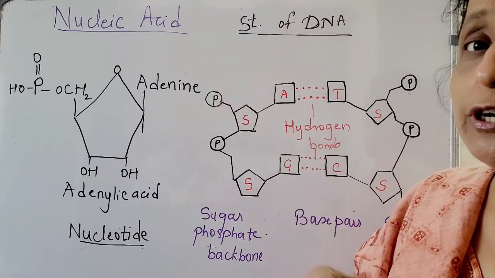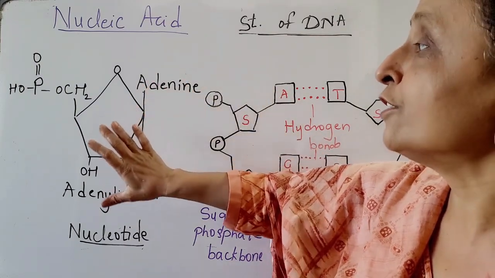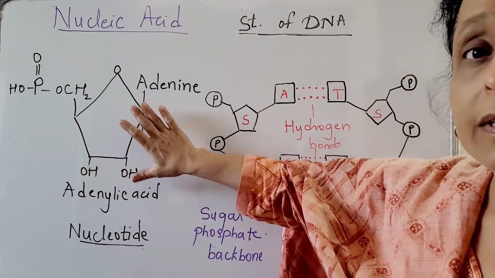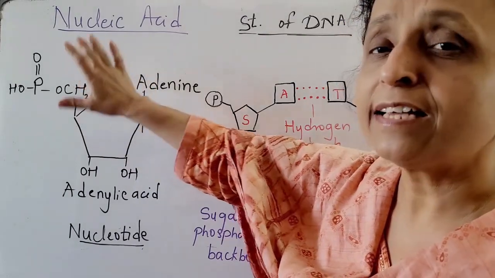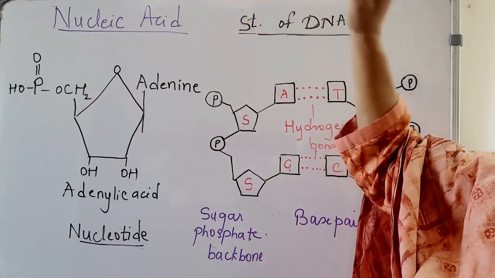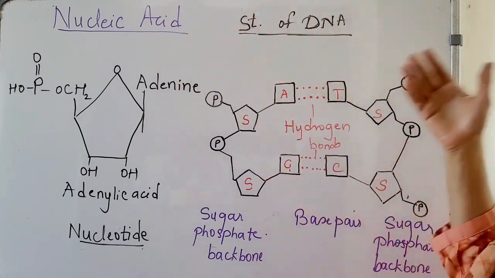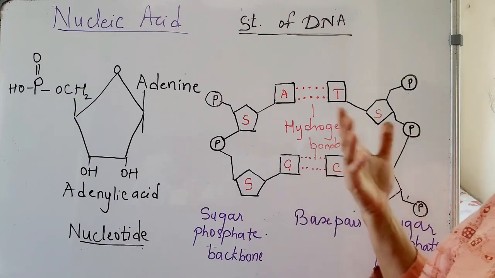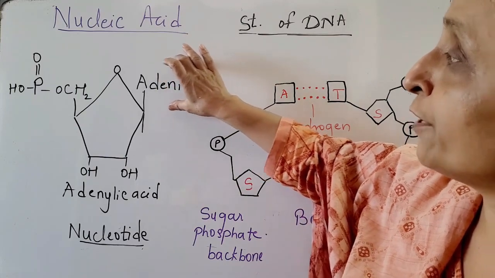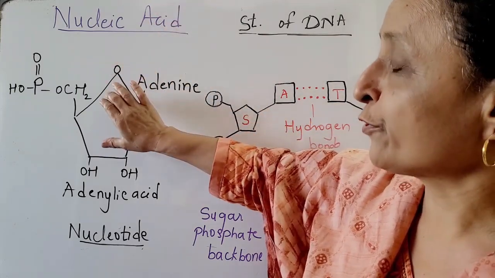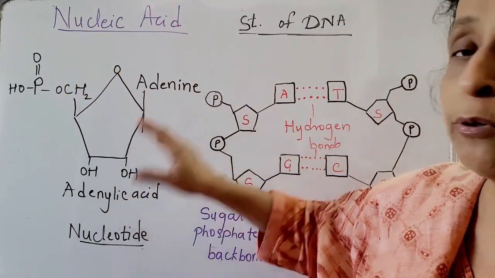Now what does this nucleotide consist of? You have already studied, it consists of a sugar. It consists of a ribose sugar, it consists of phosphoric acid, and it consists of a nitrogenous base, that is adenine. It might be adenine, thymine, guanine, cytosine, uracil. So here it consists of a nitrogenous base. It consists of a sugar, it consists of phosphoric acid, it makes a nucleotide.